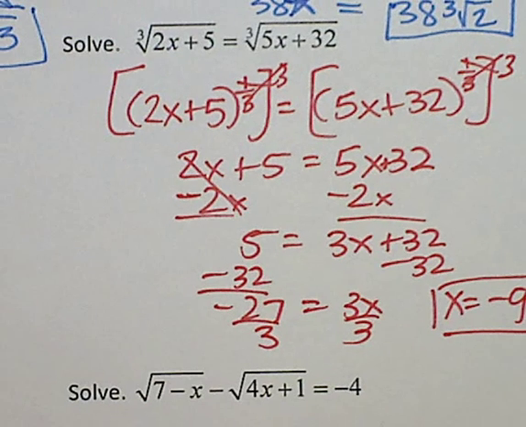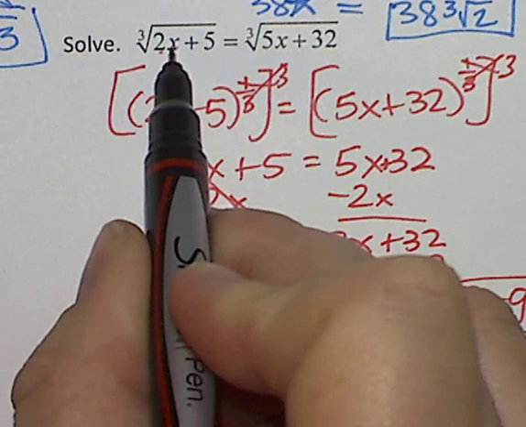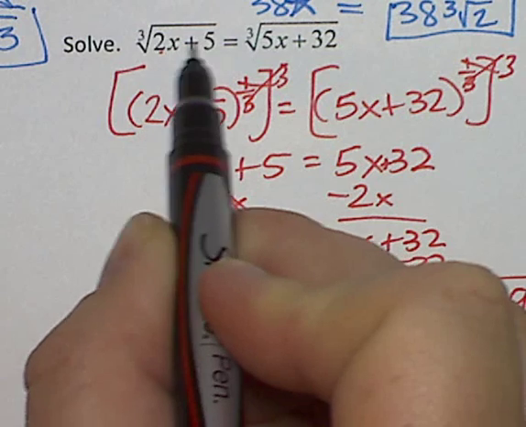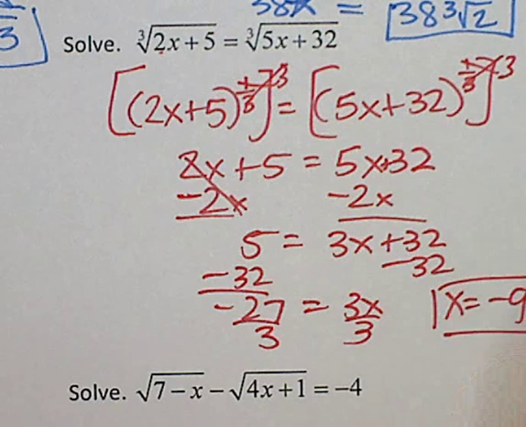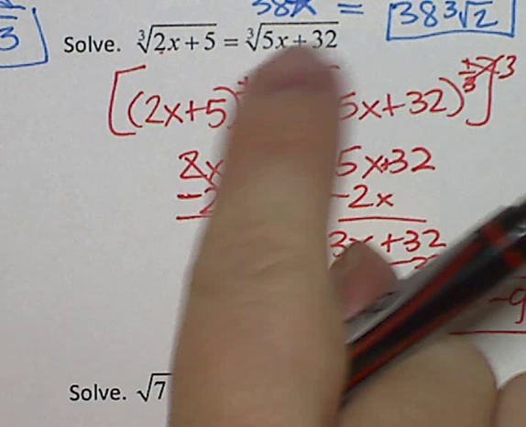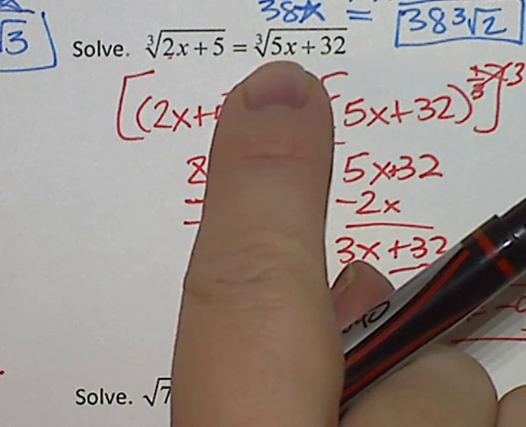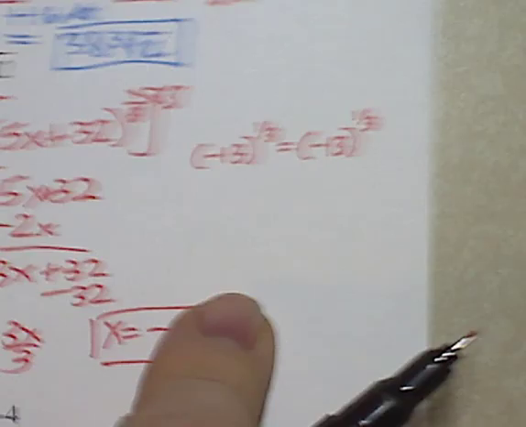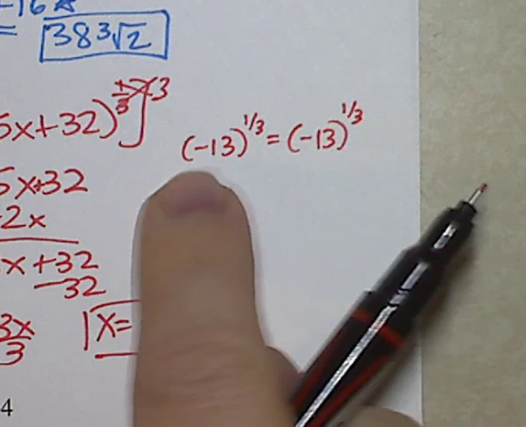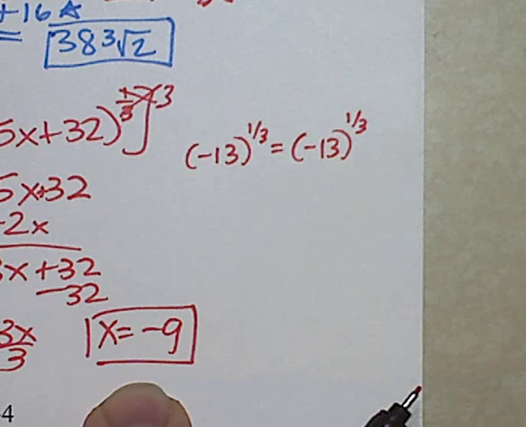Okay, so let's check. 2 times -9 is -18. -18 plus 5 is -3. So the left-hand side is -3 raised to the 1/3. Now I'm going to take -9 and plug it into the right. 5 times -9 is -45. -45 plus 32 is -13 raised to the 1/3. So I don't even need to go to the process of raising these both to the 1/3 because I can see the left side equals the right side. Correct answer is -9.